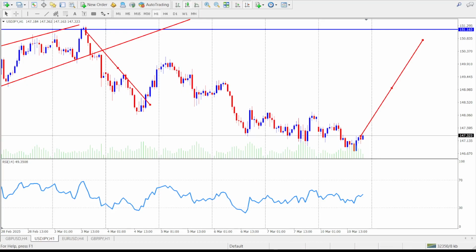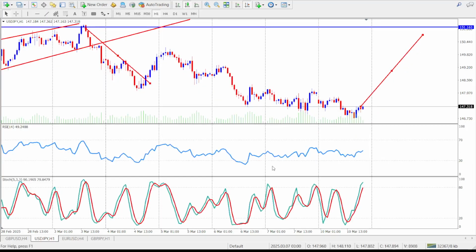Okay, the second indicator we're going to be looking at is the stochastic oscillator. The stochastic oscillator is another momentum indicator that helps traders spot trend reversals. It compares the closing price of an asset to its price range over a set period and moves between 0 and 100. Now, a reading above 80 suggests overbought conditions, while a reading below 20 signals oversold conditions.